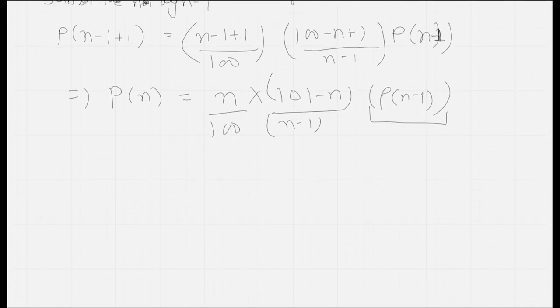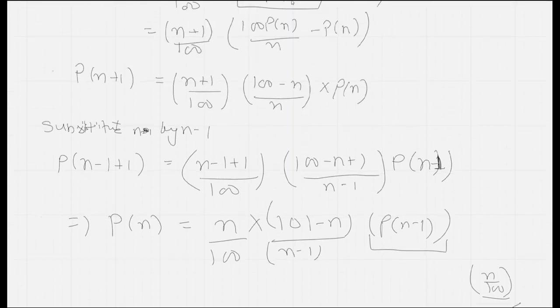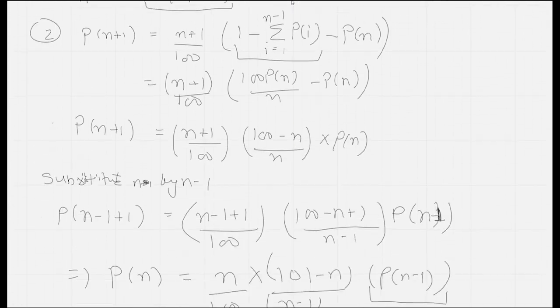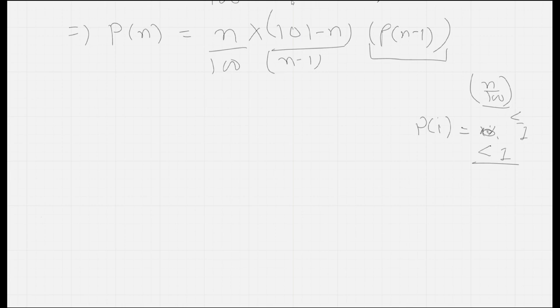A value, a fraction, something out of 1, right? Out of some n out of 100. So since P of n minus 1, or any P of i, is represented as a percentage or a part out of 1, which is less than 1, this value would always be less than 1. We can see above here, P of 1, P of 2, P of 3 would also be less than 1. So it's just a part of 1, some fraction or percentage of 1.